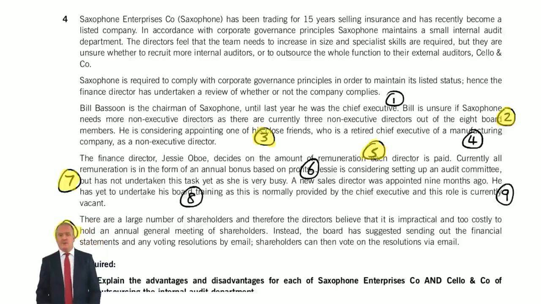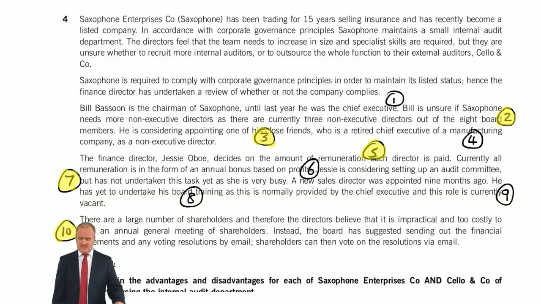Having got 5 down, my answer is complete. So let me talk you through the other ones. Number 1, the current chairman was formerly the chief executive.